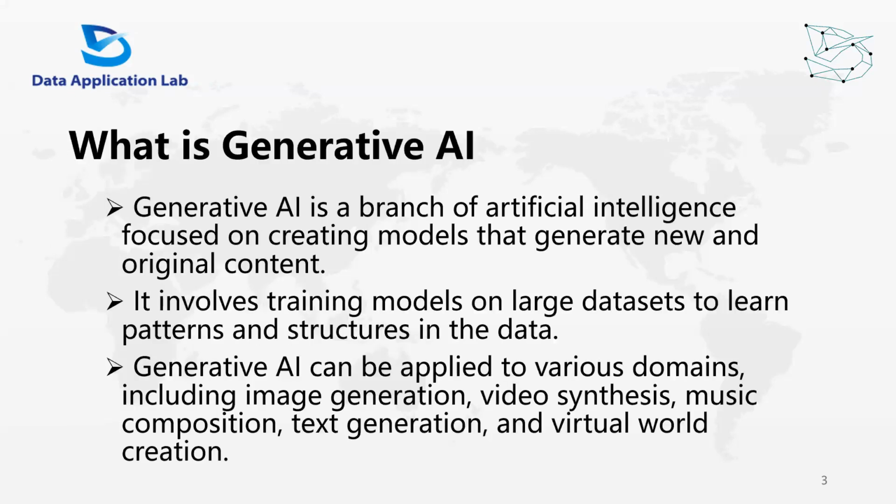So let's talk about generative AI. Generative AI is a branch of artificial intelligence focusing on creating models that can generate new, original content. It involves training on a large data set to learn the patterns and the structure in the data. Generative AI applications can be applied in various domains, including image generation, video generation, music composition, text generation, and many more.